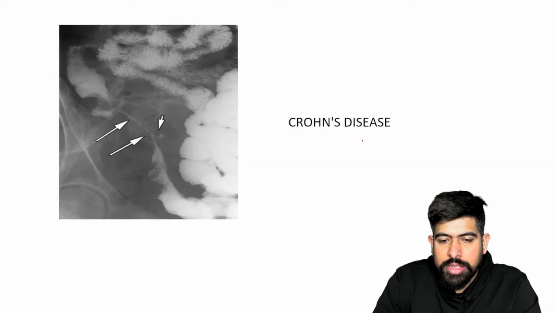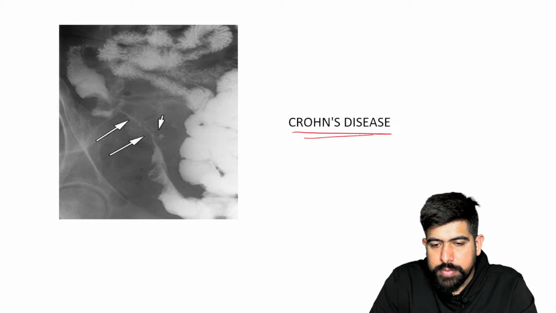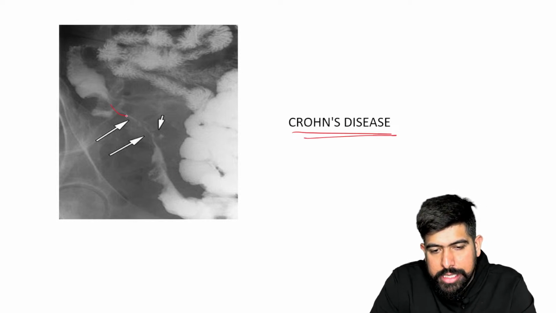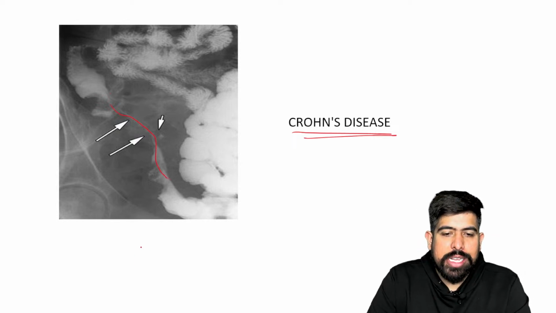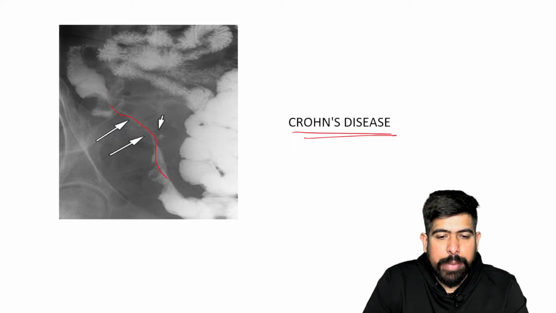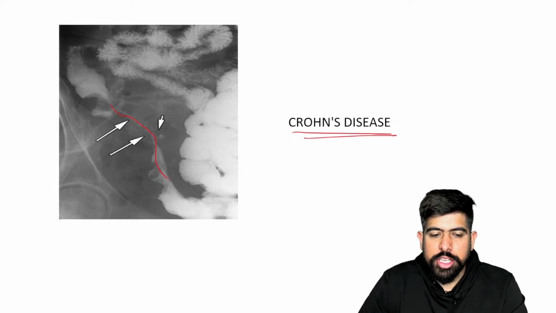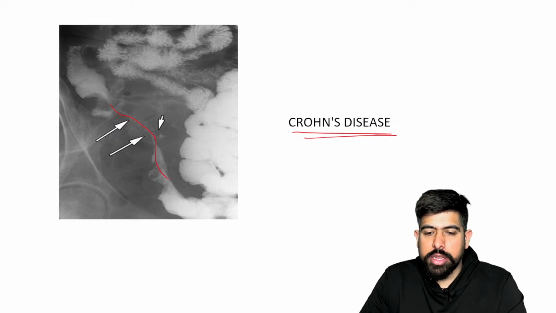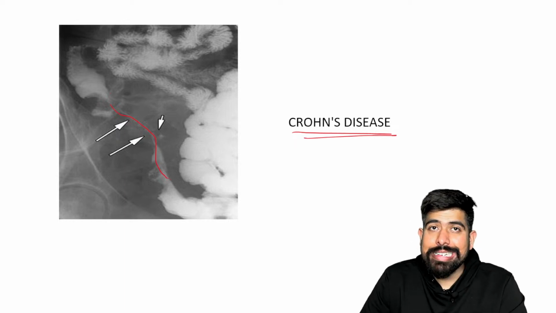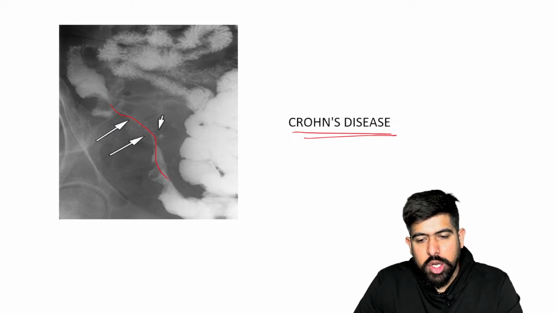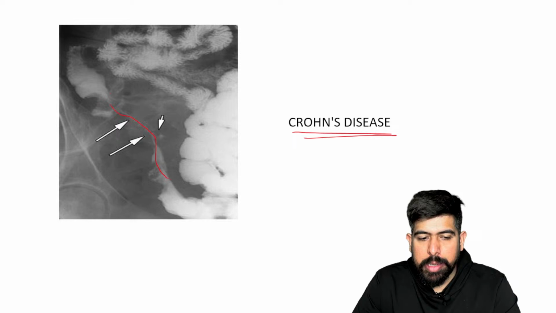The next we have Crohn's disease. In Crohn's disease, you can find the string appearance. Can you see this string appearance? This narrowing is known as the string appearance, and this string appearance is seen in Crohn's disease. So in Crohn's disease, we are going to find the string appearance. This is the classical image of Crohn's disease, the string sign.